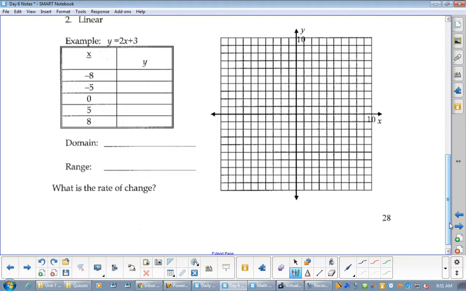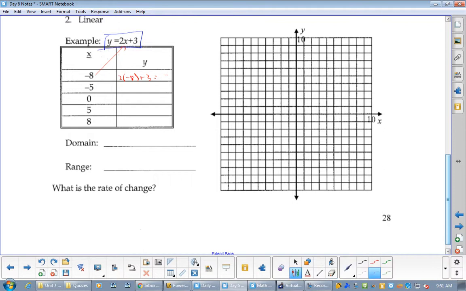Okay? Now, if you're given some points and you're given an equation, and let's not even use our calculator, we're just going to sub this in and get our y. So 2 times -8, -16. So I'll just do this one with us. 2 times -8 plus 3 equals what?